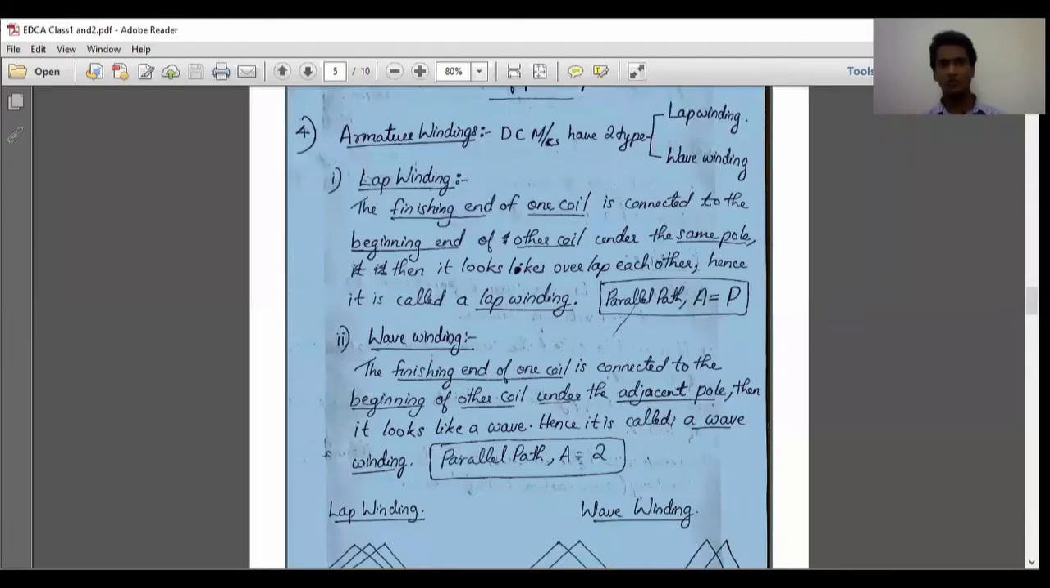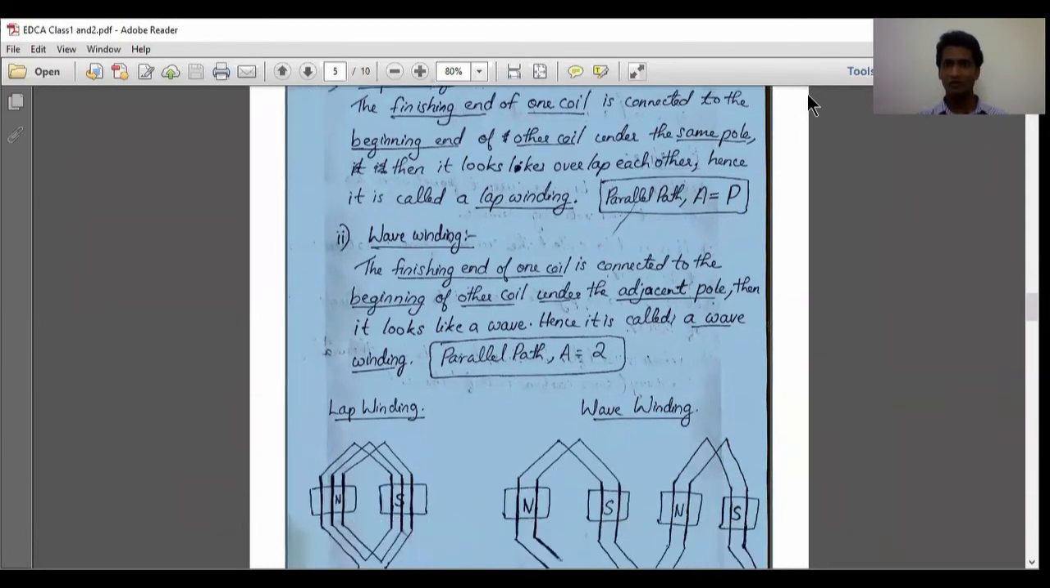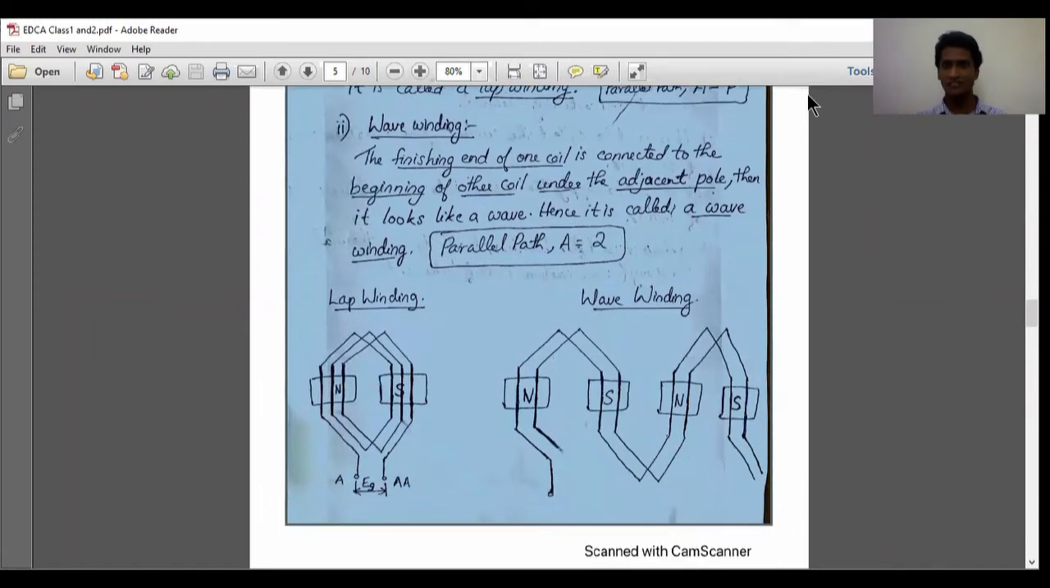Now let us move on to armature windings. In DC machines, armature windings are of two types: lap winding and wave winding. So let us have a look at the different types of winding. First, lap winding. Before that, we must understand what is a coil, what is a winding, and what is the difference between a coil and a conductor.